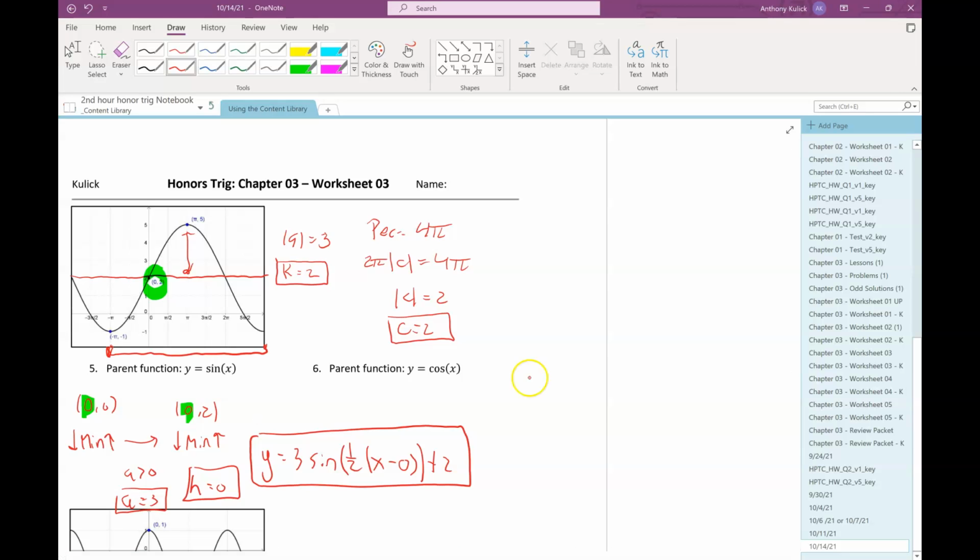Or if you did the cosine one, there we're doing 0, 1, which is a maximum. And let's say that we used this one, pi comma 5, which is also a maximum. So again, that tells me a needs to be positive because we're both maxes. And the h here has to be pi.